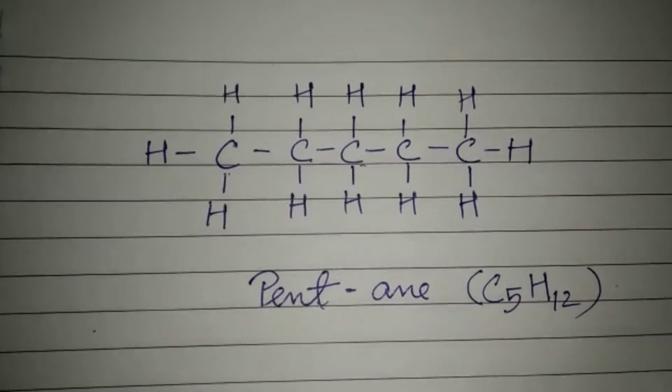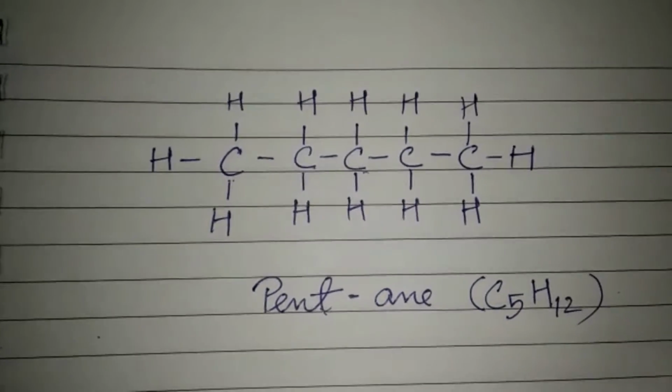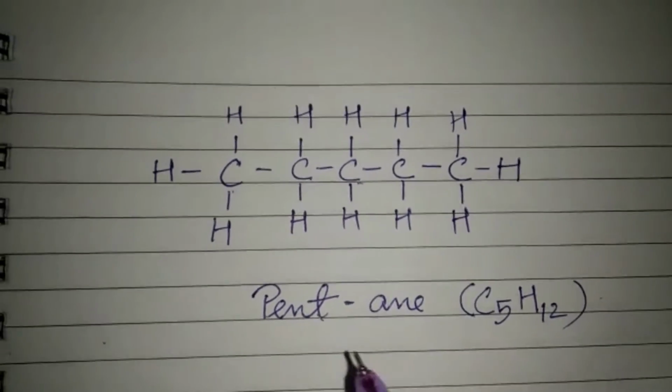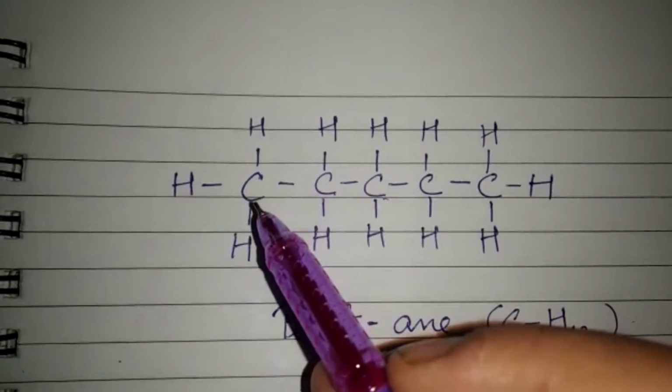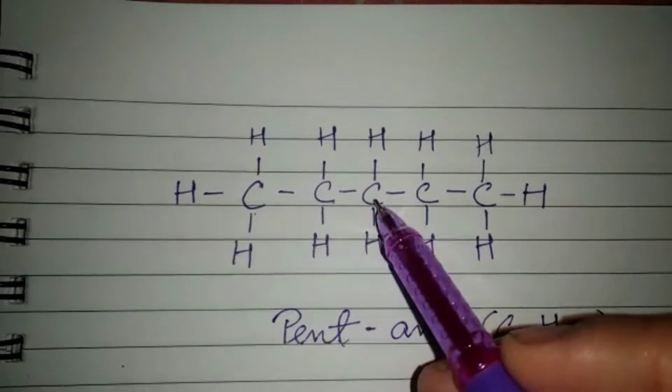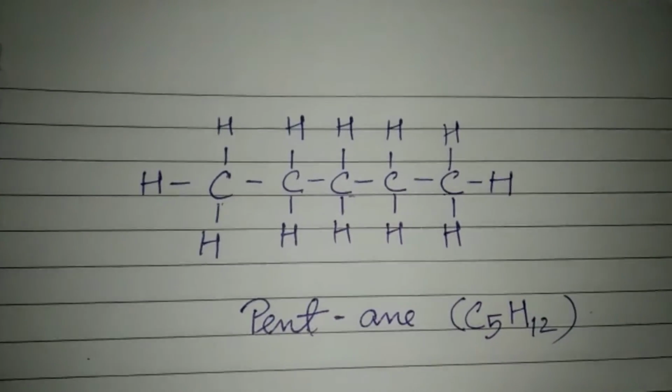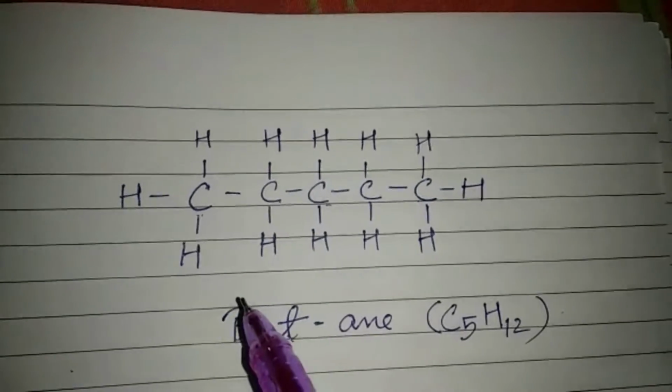Now let's understand how to put the root word with the help of an example. This is the structure of pentane. Here the number of carbon atoms is 1, 2, 3, 4 and 5. So here the number of carbon atoms is 5, so we have used the prefix pent.